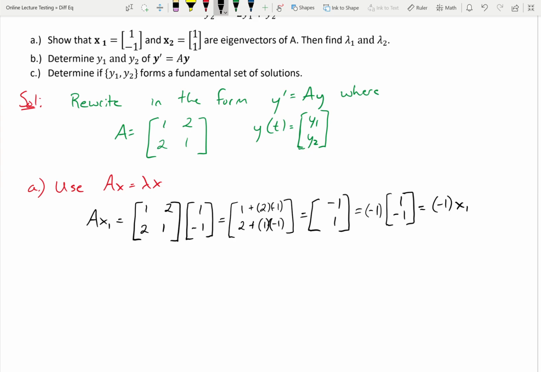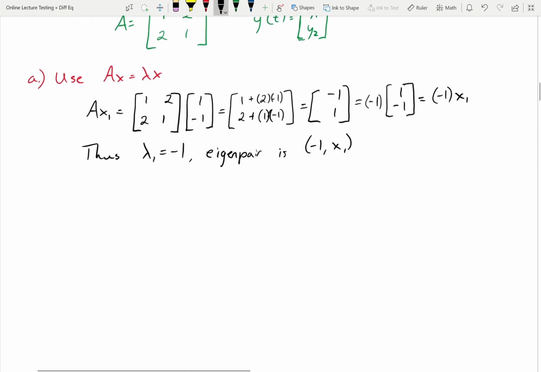So thus, lambda 1 is equal to negative 1. And so we have the eigenpair negative 1, x1. All right. Now we're going to do the exact same thing with x2. All right.